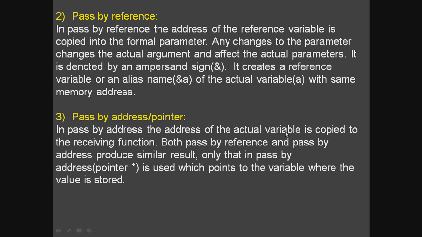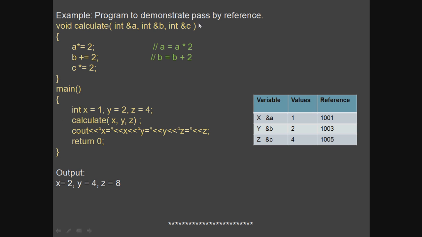So suppose the variable stores the value 5. Once this is done, the variable will no longer store the value 5, but whatever is being stored by, suppose, star a, will be that value only, right? So now, a program to demonstrate pass by reference.